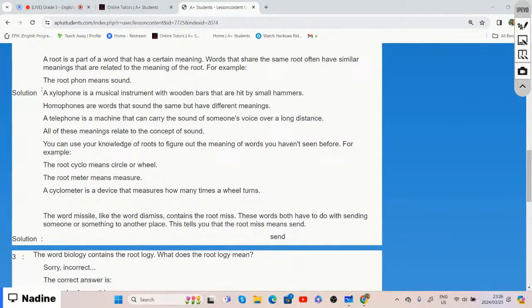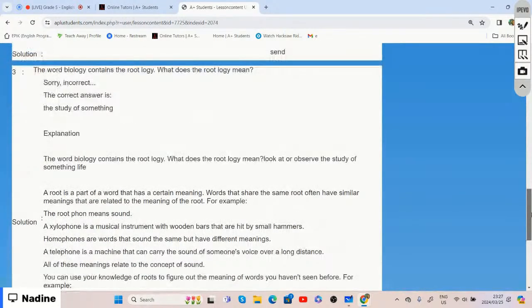All right, so here it says the word missile. Here they're giving us a direct meaning also. It says the word missile, like the word dismiss, contains the root miss. These words have to do with sending someone or something to another place. And that is basically what we mentioned now. It's releasing or sending that specific thing, right? So that is basically what miss means. Miss means to send. So well done, everybody.